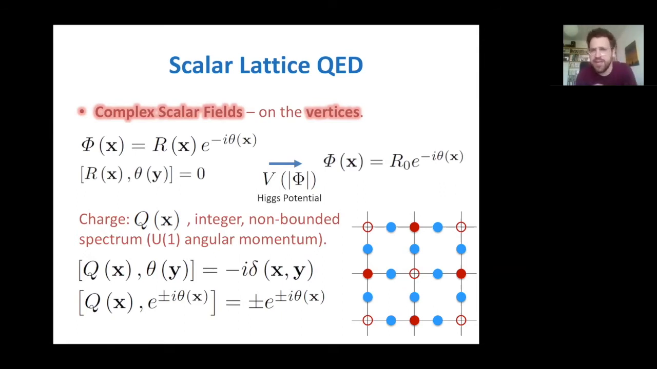These R and theta are two independent fields. They commute with each other. And then if we add some Higgs potential, we can minimize it quasi-classically and fix the radius to some constant R0 that has to do with the minimum of the potential. Then we are really left only with a field that is the exponential of some angle phi, the case that we previously saw.